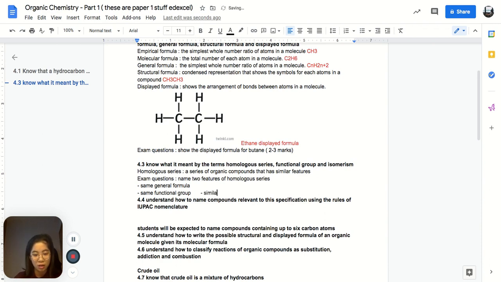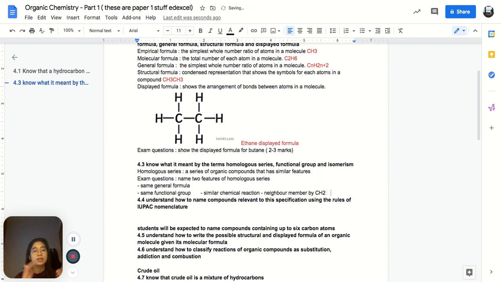They have similar chemical reactions. So it's like group 1 metals. They have similar chemical reactions, but they get more and more reactive as you go down the group. And this is similar with alkane and alkene. And then they have neighbouring members differing by CH2. You'll probably be like, what is going on?